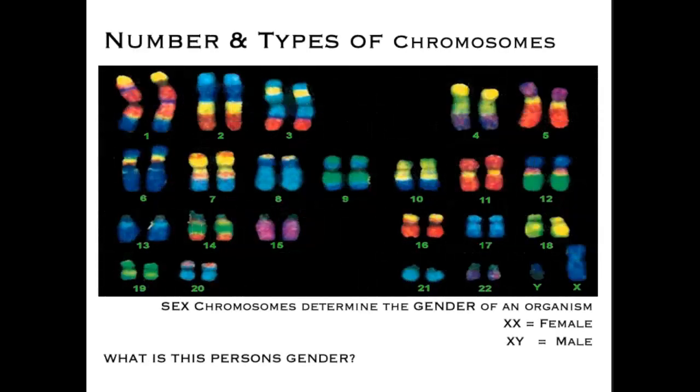44 out of your 46 chromosomes are going to be your autosomes. They determine everything but your gender. And then the sex chromosomes are going to be the two chromosomes that differentiate between a male and a female. Females have an X chromosome and an X chromosome, two of the same chromosomes. Males have an X chromosome and a Y chromosome.